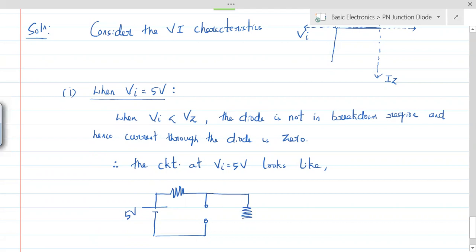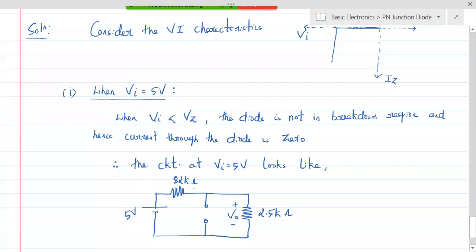And that load is what? 2.5 kilo ohm. So we are asked to find this V naught. This is 82 kilo ohm, this particular resistor. Now, can you find V naught? To find V naught, what do I need to know? V naught is the voltage across 2.5 K. So I should know I and R because V is equal to IR.